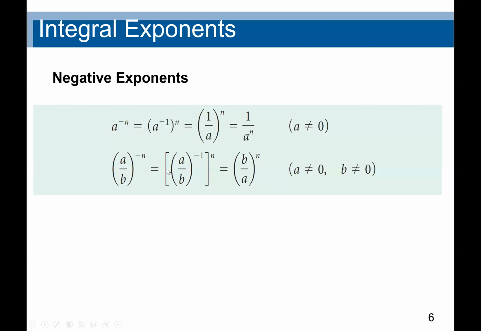So let's see our negative exponent. If I have a to the power negative n, I can find the reciprocal of a. So it will be 1 over a to the power n.